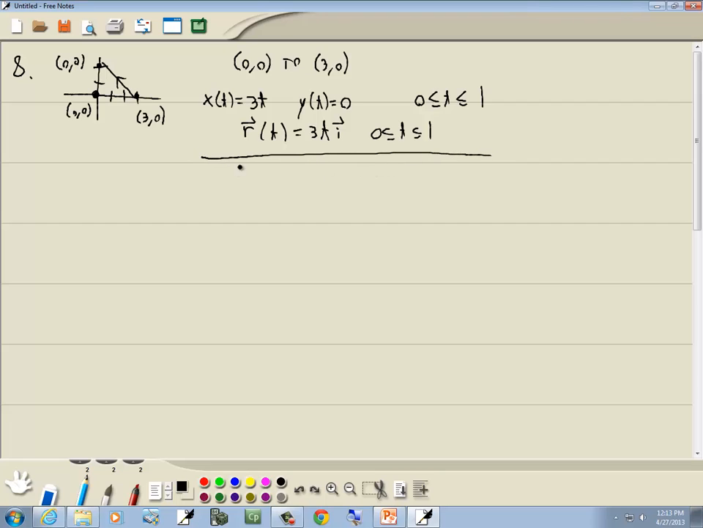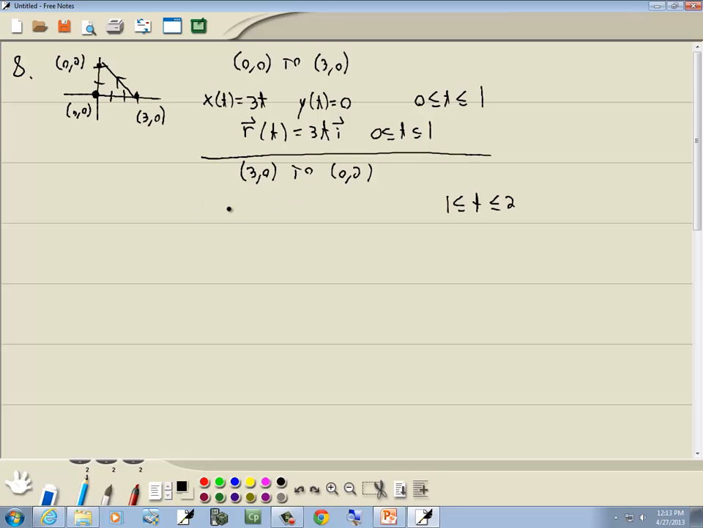Okay, that's our first piece. Then we're going from (3, 0) to (0, 2). And I'll choose to go, well, it has to be 1 because that one ended at 1, but I'll choose to go from 1 to 2.